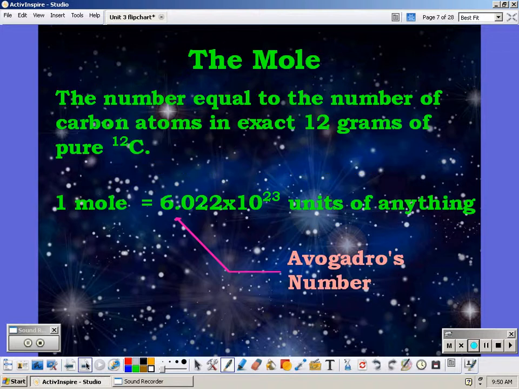The mole is the number equal to the number of carbon atoms in exactly 12 grams of pure carbon-12. So 1 mole is equal to Avogadro's number of anything. Moles or atoms, molecules, ions, or particles. You could also have a mole of elephants, and you would have Avogadro's number of elephants.